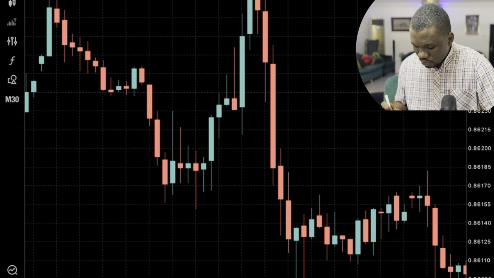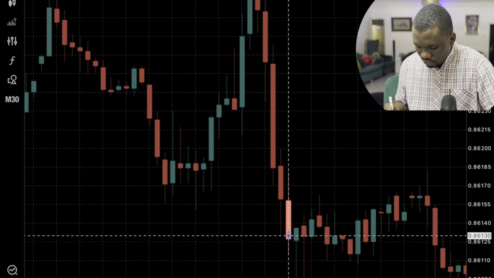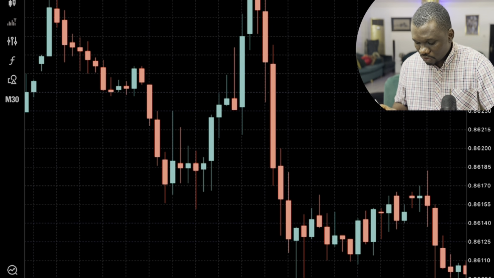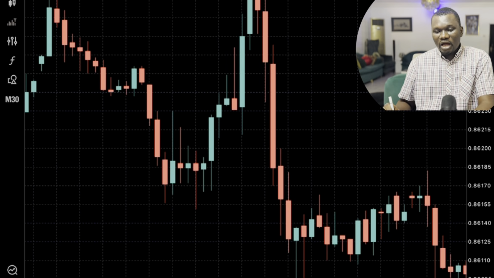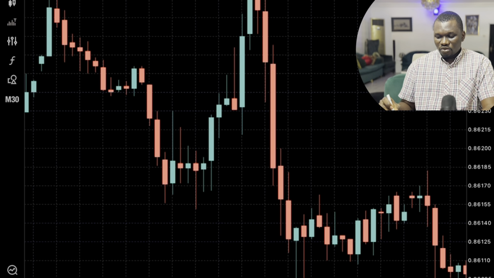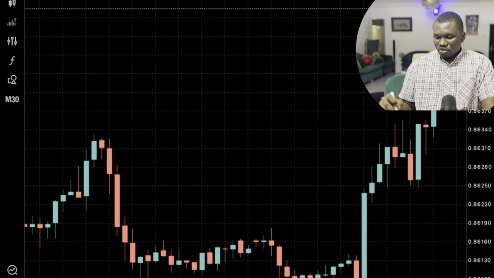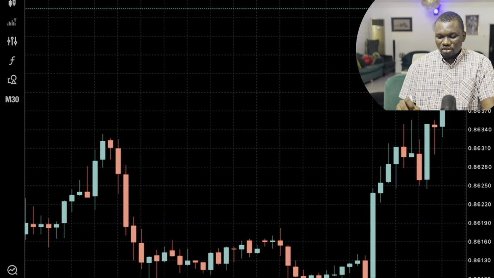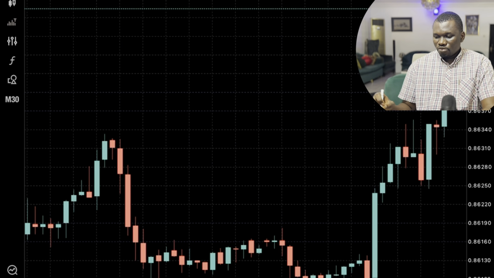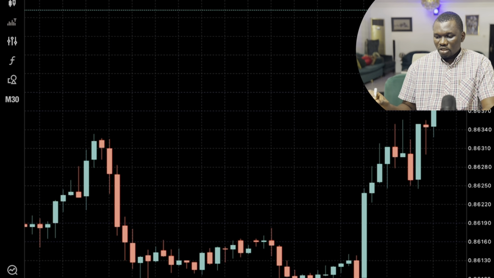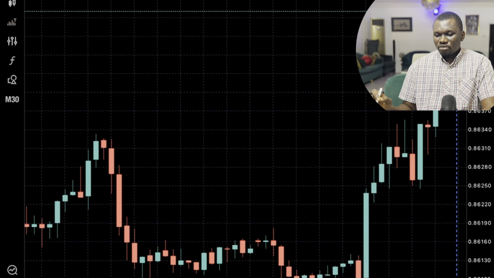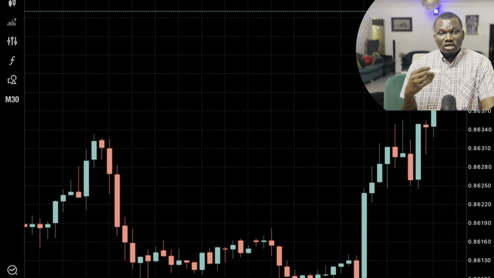Then if you see this one here, you saw a rejection. Here the buyers got in, you understand? That's what it means. You see this green one here, this is a strong bullish candle. This is a strong bearish candle. This is a strong bullish candle, another strong bullish candle, and this one is still forming. You cannot really tell if it is a strong bearish or bullish candle since it has not closed.